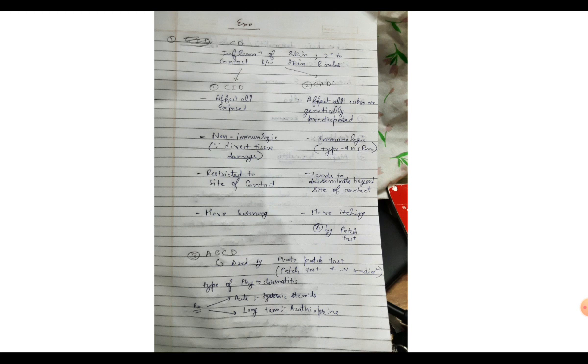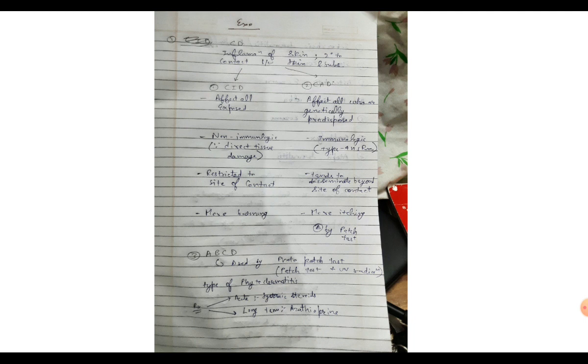It can affect all of the people, whereas contact allergic dermatitis affects only those who are genetically predisposed. It does not affect everyone. Secondly, talking about the mechanism, contact irritant dermatitis is non-immunologic. That is, it directly causes tissue damage. It is not an immune mediated phenomenon. Whereas allergic contact dermatitis is an immune phenomenon, an immunological type 4 hypersensitivity reaction.